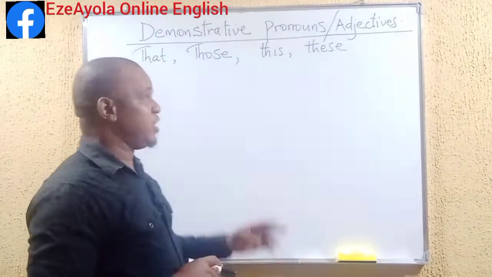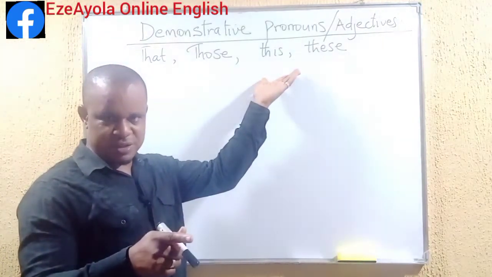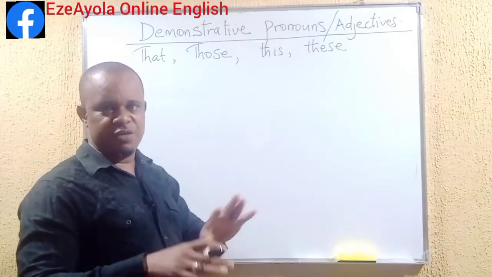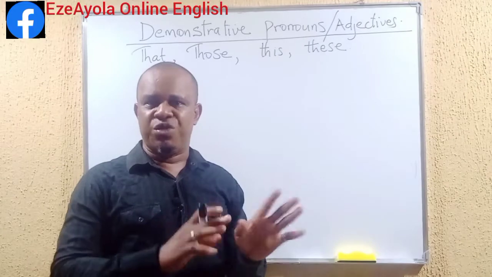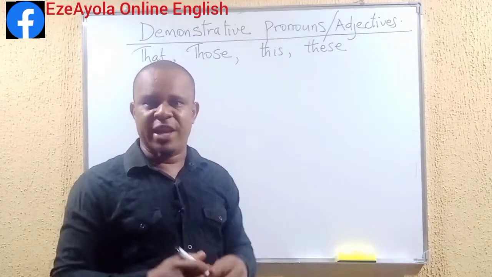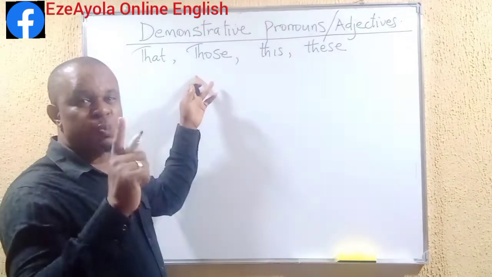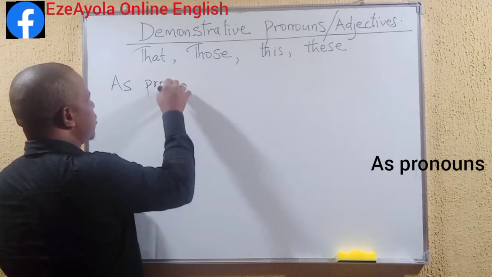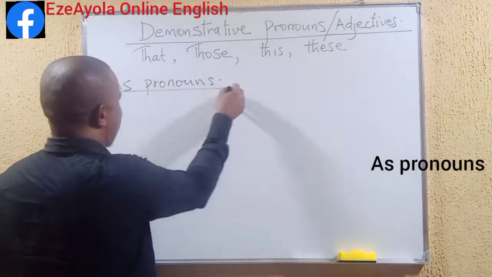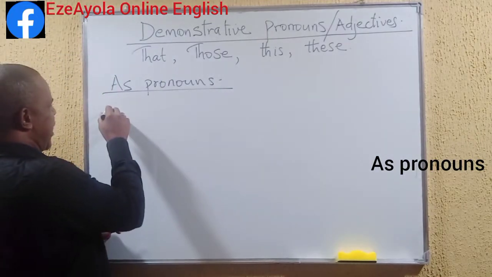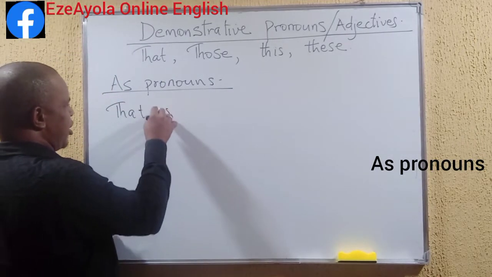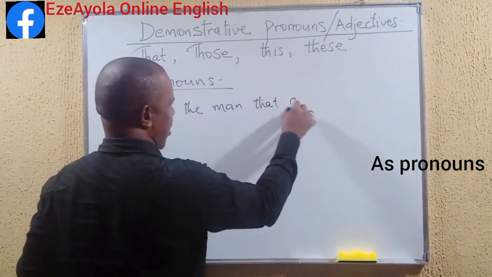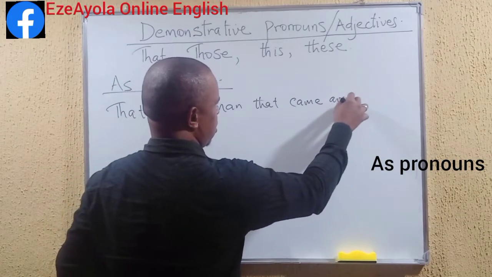All right, like I said, once again, they are both adjectives. They are equally pronouns. We call them pronouns, adjectives. We are correct, but it depends on how they are structurally patterned during expression. How do we use them as pronouns? First and foremost, as pronouns, how do we use them as pronouns? Okay? Now, as pronouns, we could say, that is the man that came around.